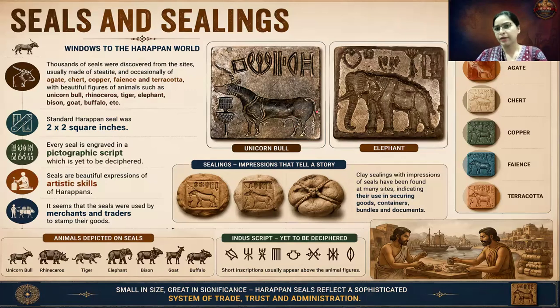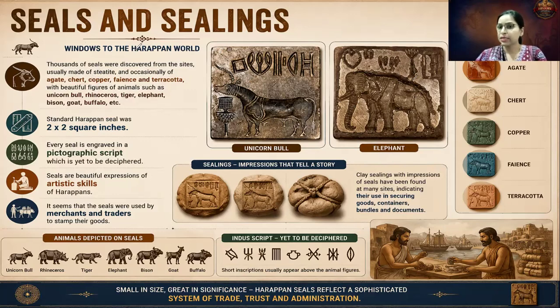Now we are going to understand about the seals and sealings. So what do you mean by seals and the sealings? So seal is this entire seal, and sealings are the impressions on it. This is a sealing. Now what are these seals and sealings with respect to Harappan civilization, and what is their significance?